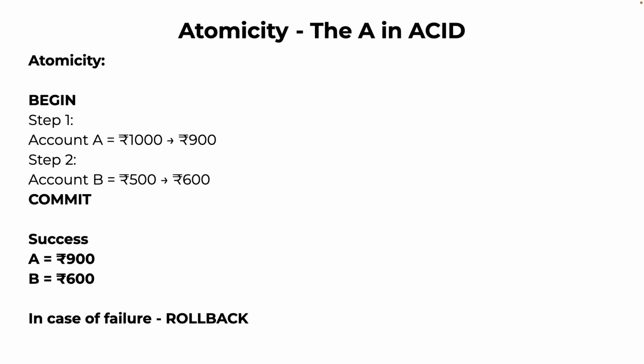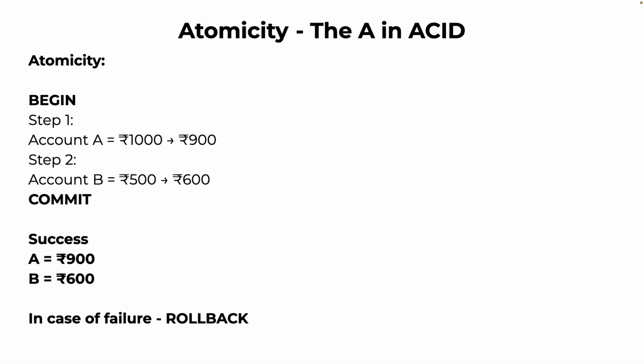Imagine the first operation succeeded. A got 900. A deducted rupees 100 and so the account got updated to 900. Before the second operation succeeds, the server crashes.